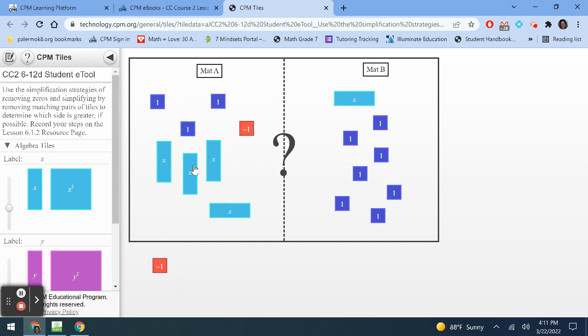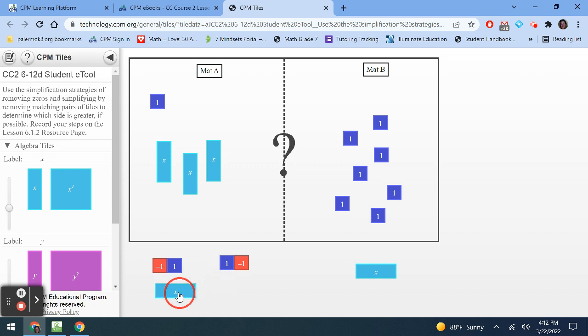So a -1 plus a +1 is a 0. +1 plus a -1 is a 0. And again, I can only make those on the same side. The other legal move that we talked about yesterday was removing balanced sets from both sides. I call that same shape, same shade. So I have an X from over here on mat B and an X from mat A. I have 1 from mat A and I have 1 from mat B.